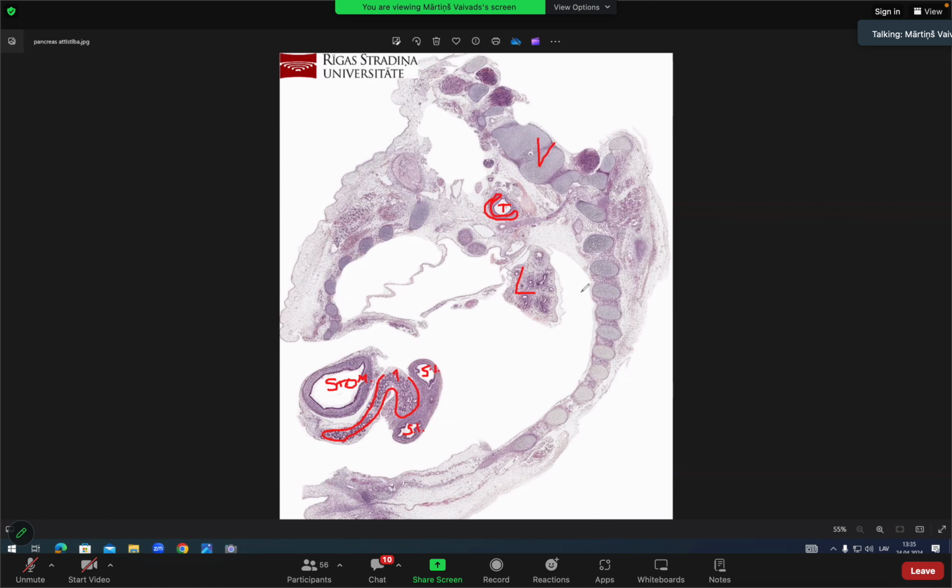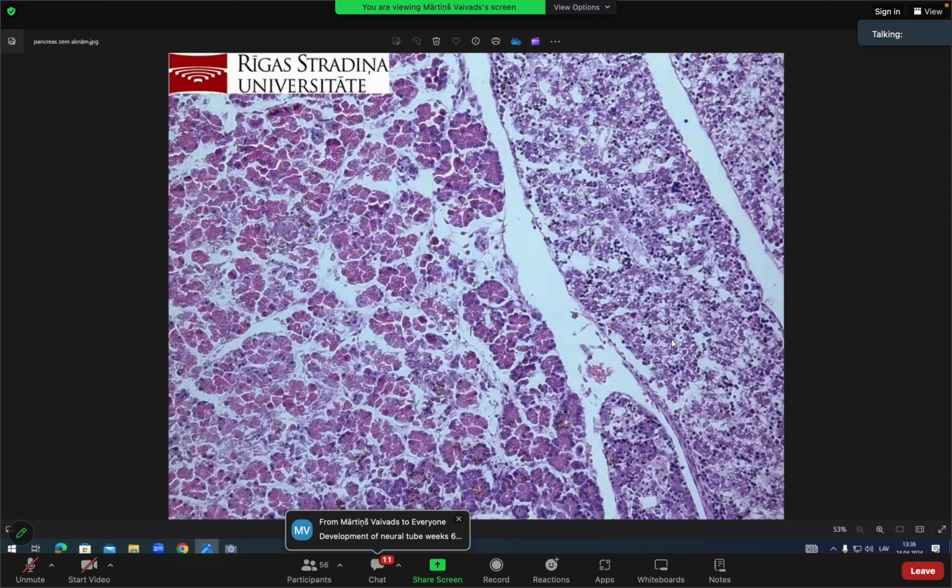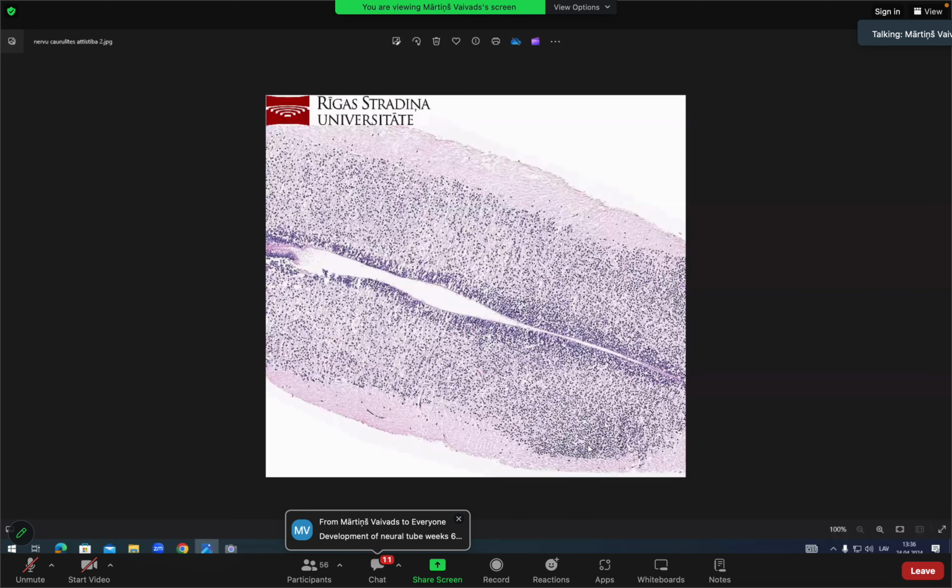So we can finish the GI tract finally, and we can start to talk about the nervous system. So the next slide will be neural tube development, or development of neural tube, weeks 6, 7. Next slide will be this one. I will start with pictures first because they are simple.